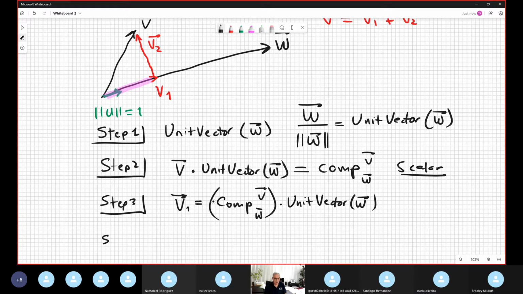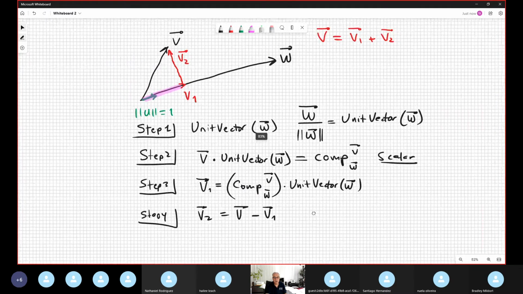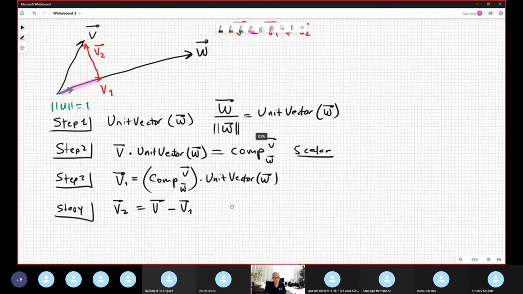And finally, step 4, the last one in the story. In order to find B2, you subtract from the original given vector B the vector B1, and that gives me the orthogonal projection, 90 degrees. End of the story. No formulas. Following this procedure, 1, 2, 3, 4 steps. Okay, let's do it.